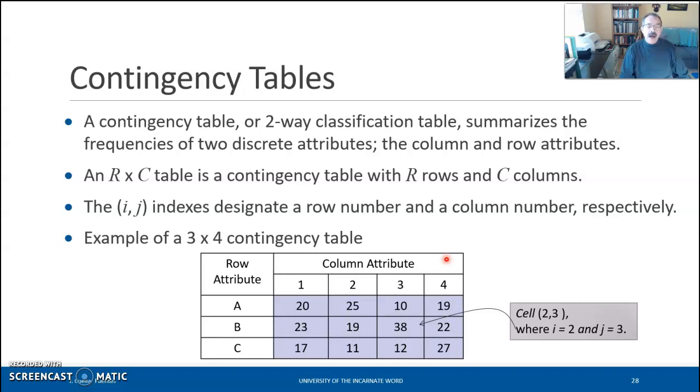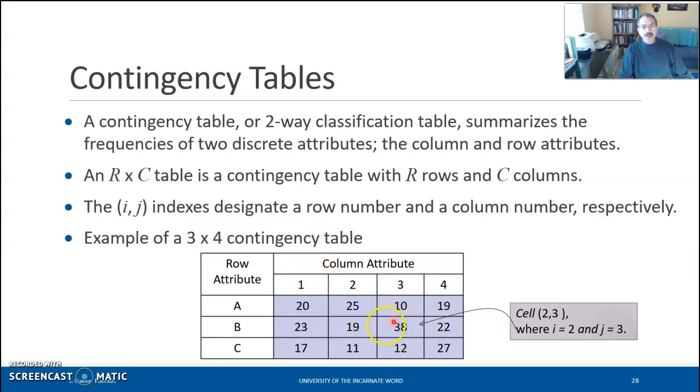The R by C table is a contingency table with R rows and C columns. Also, we use the i, j indexes to designate a row number and a column number. For example, this table is a 3 by 4 table. 3 because it has 3 rows, so the row attribute has 3 categories, A, B, and C. And 4 because the column attribute has 4 categories.